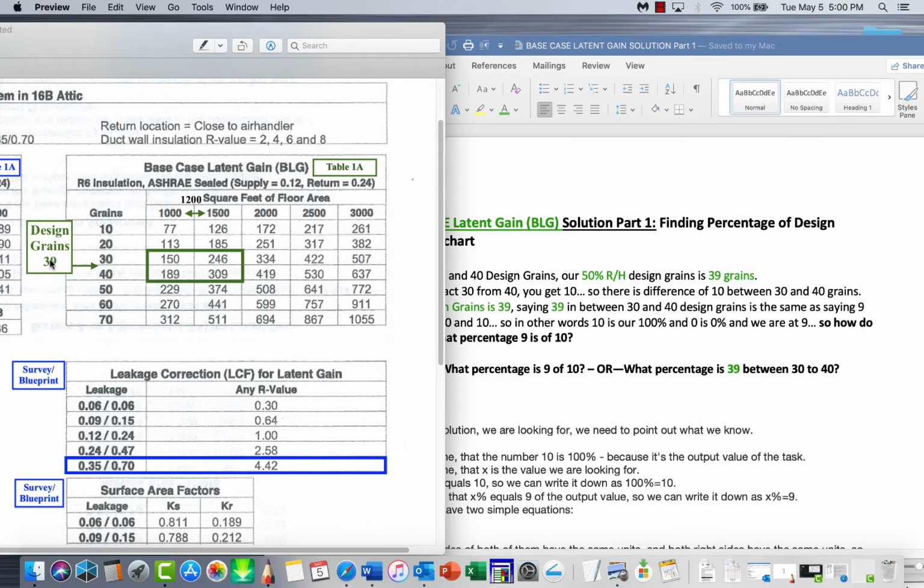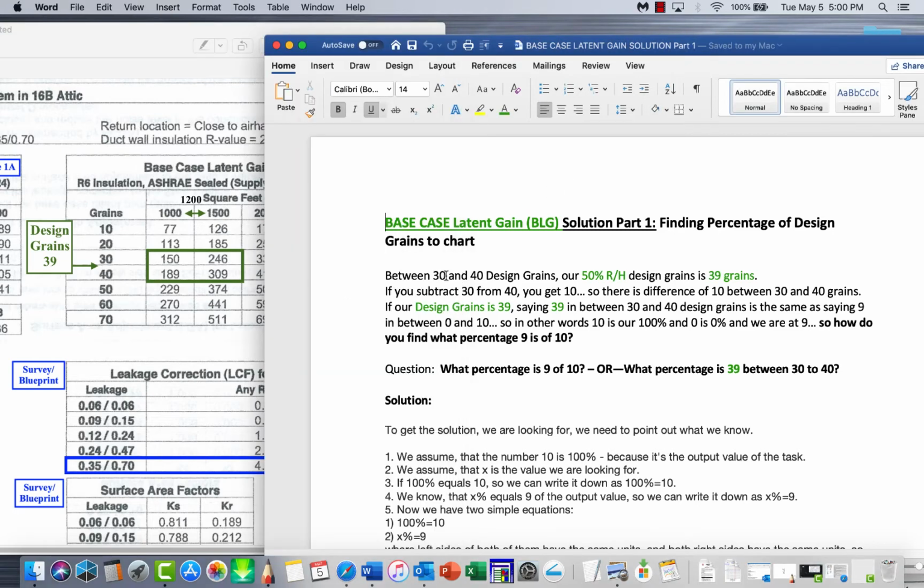Design grains, and as you can see, ours is 39 for Birmingham, Alabama. That's going to be between the 30 and the 40. So between the 30 and 40 design grains is 50% relative humidity. If you subtract 30 from 40, you get 10. So saying 39 between 30 and 40 design grains is the same as saying 9 between 0 and 10. In other words, 10 is our 100%, 0 is 0%, and we're at 9. So how do you find what percentage 9 is of 10?